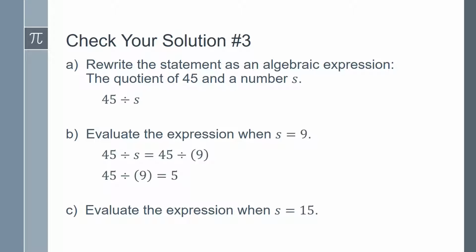For part C, we will evaluate the expression when s equals 15. So 45 divided by s becomes 45 divided by 15, which equals 3. So 45 divided by s equals 3 when s equals 15.